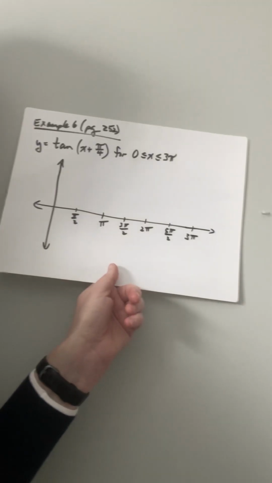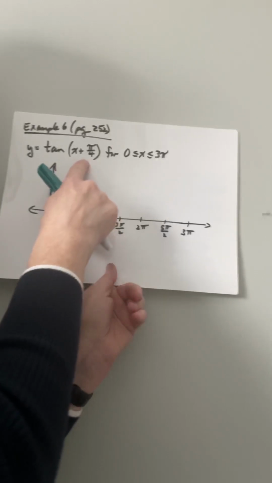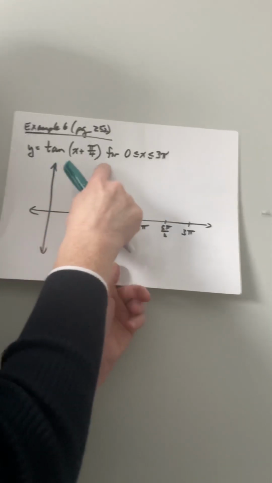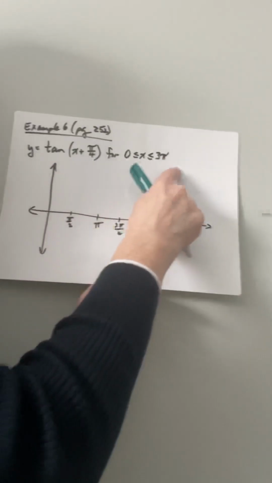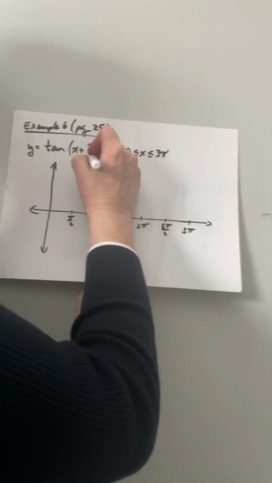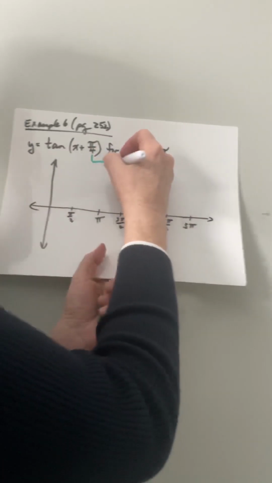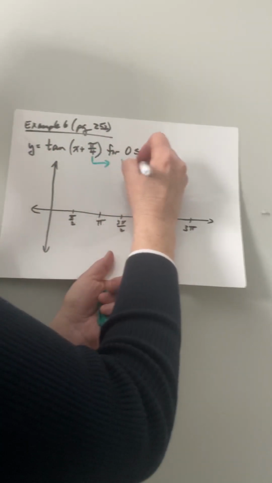Here we have example 6. We're going to look at graphing y equals tangent of x plus pi over 4, and this is our restricted domain in between 0 to 3 pi. Okay, so what kind of transformation is this? It's in the C position, so therefore that is a horizontal shift.